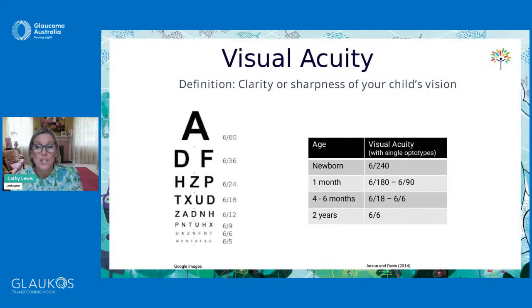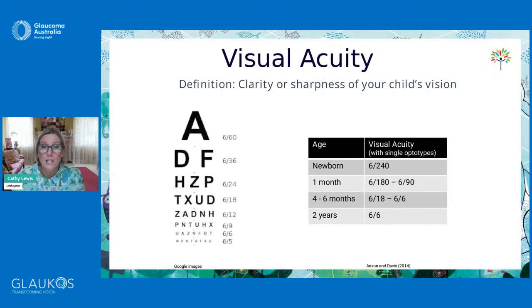Now, if you look at the table on the right-hand side of the screen, you can see the level of vision a newborn has is 6/240 meters, which is extremely poor vision, but normal for that age. And somewhere between the age of 6 months and 2 years, the vision will reach 6/6 with normal development.